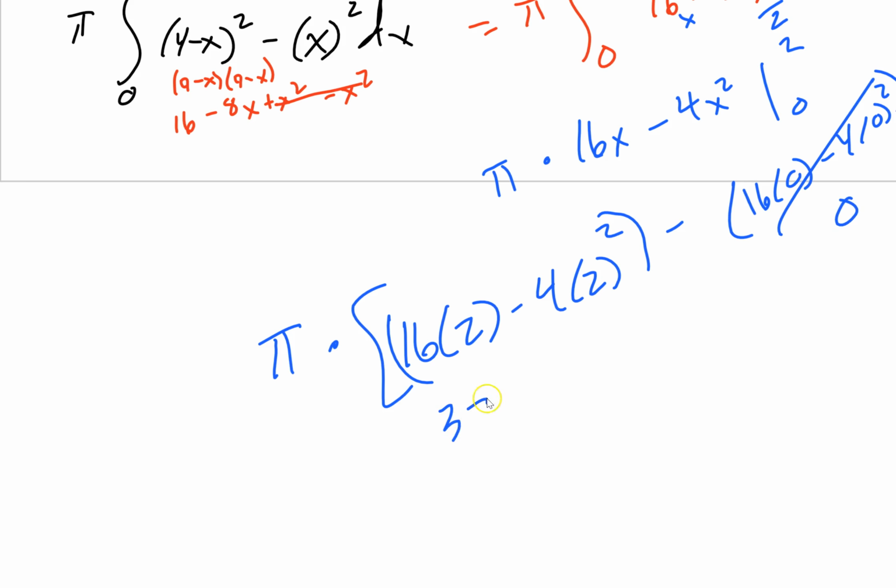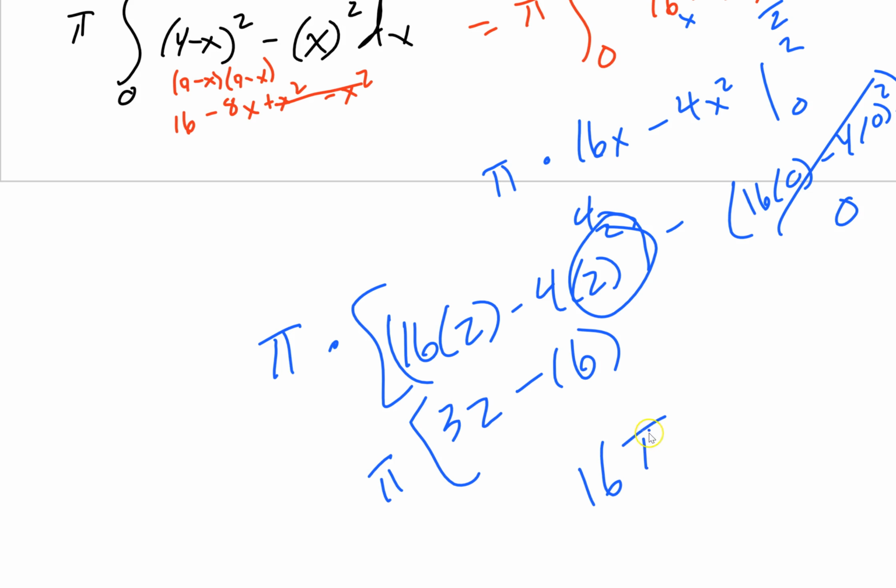So I'm going to get 32. Do this first. That's 4. 4 times 4 is 16. So 16 pi. And that's how you find the area in between two curves. Or sorry, that's how you find volume.